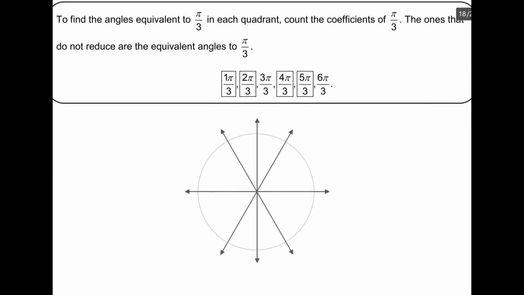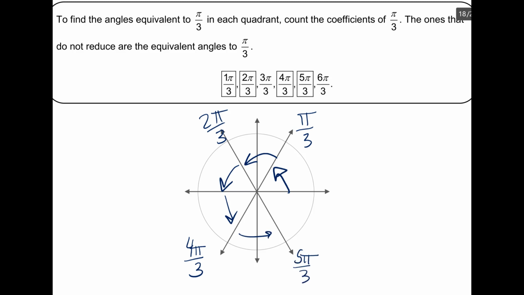Okay, so now if I go to pi over 3, let's go ahead and label. This is pi over 3. 2 pi over 3. It's like I'm going by thirds. Here's 1/3, 2/3, 3/3 is the same as 1. 4/3 pi, I can't reduce anymore. This is 5 pi over 3. And if I go 6 pi over 3, that's the same thing as 2 pi.